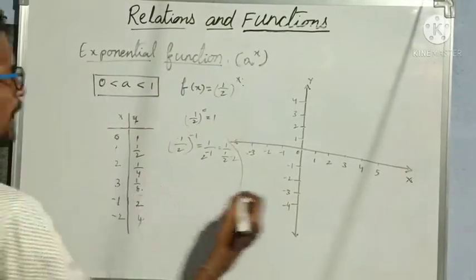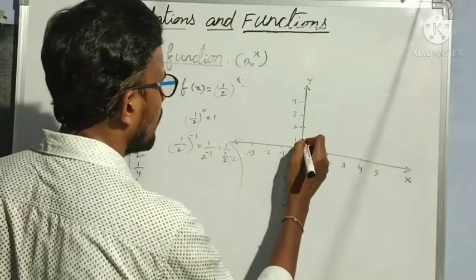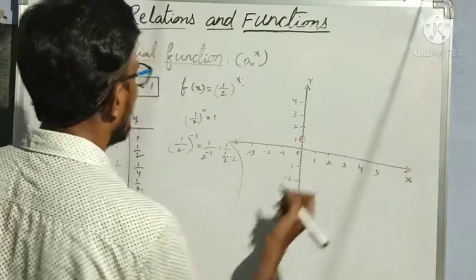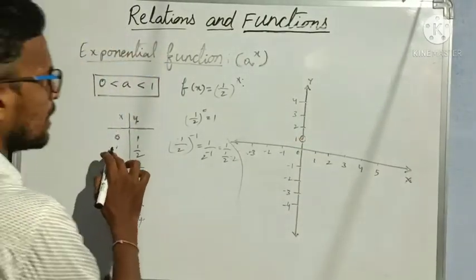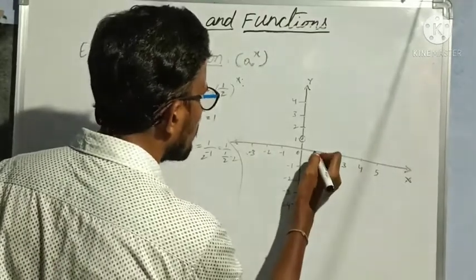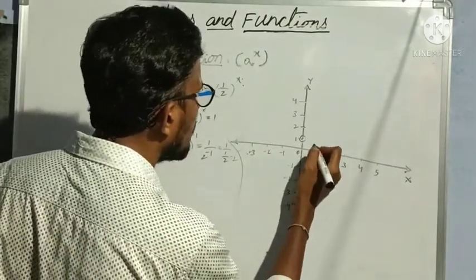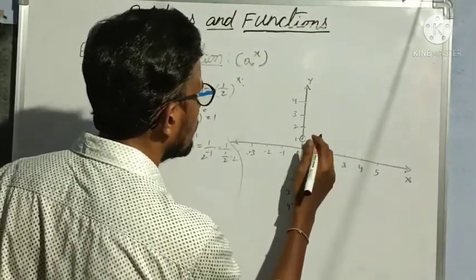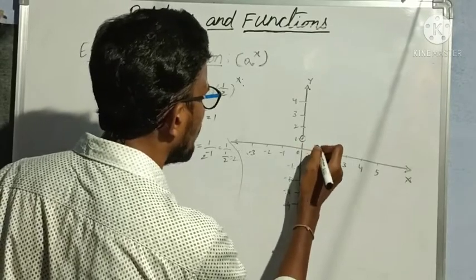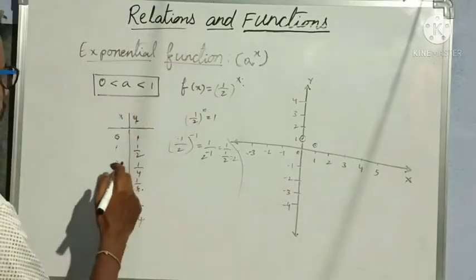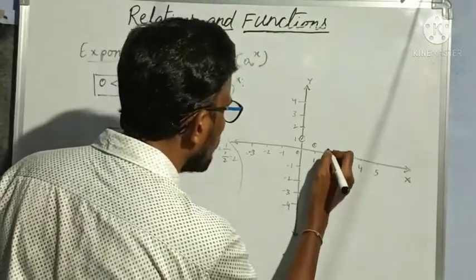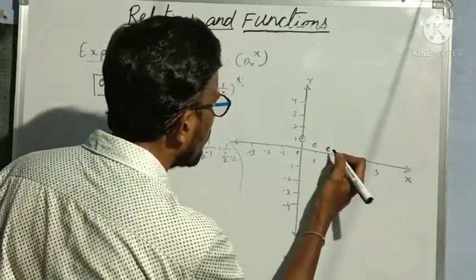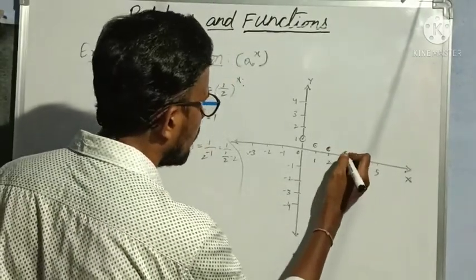0 to 0, 1. So when x is equal to 0, y is equal to 1. Next, when x is equal to 1, y is equal to 1 by 2, which means something like this here, in between 0 and 1. When x is equal to 2, y is equal to 1 by 4, which means somewhat down again. 1 by 8 means still somewhat down.